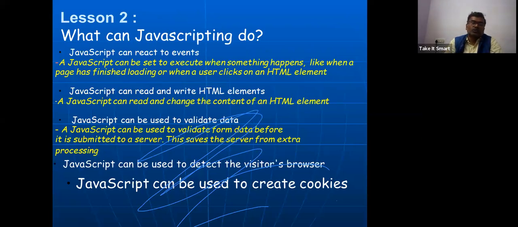Fine. So now lesson 2: what can JavaScript do? JavaScript can give some output on the web pages that we have seen, correct? From a HTML program, we can send some output using JavaScript. We can call JavaScript inside an HTML program. This we've seen, so let's see further. JavaScript can react to events.